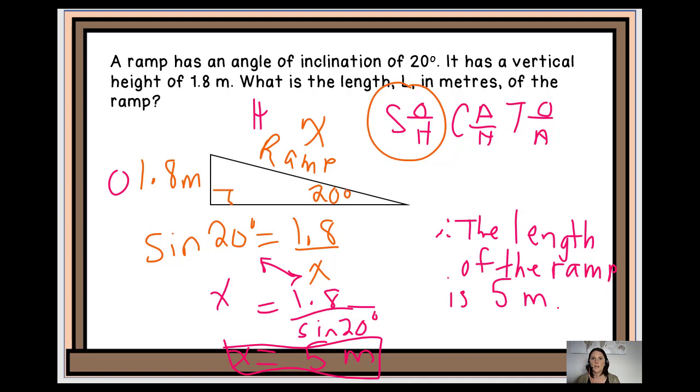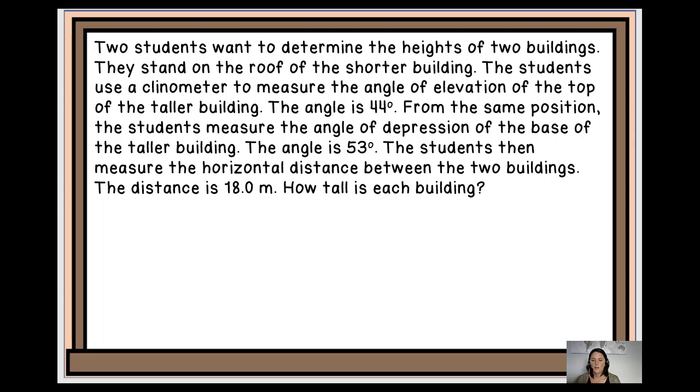Okay, we have one last example. Two students want to determine the heights of two buildings. They stand on the roof of the shorter building. The students use a clinometer to measure the angle of elevation to the top of the taller building. The angle is 44 degrees.